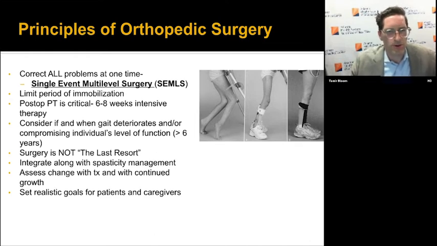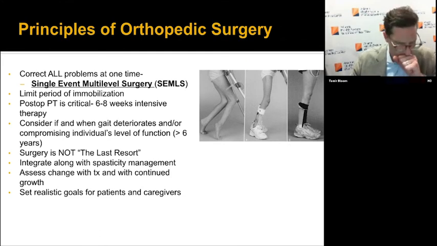What are some of the principles of orthopedic surgery? The surgeries that we perform are usually done in one surgical setting. We want to correct all the problems that we identify in terms of the gait and pathology and deformities at one time. And this is known as single event multi-level surgery, or SEMLS. If it involves both extremities, many times we'll do both extremities and try to do as many surgeries as the patient can handle, in one setting.